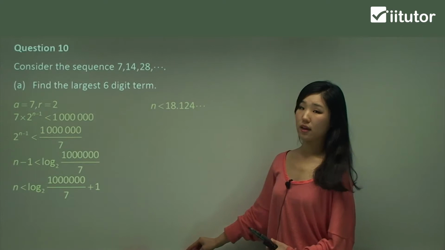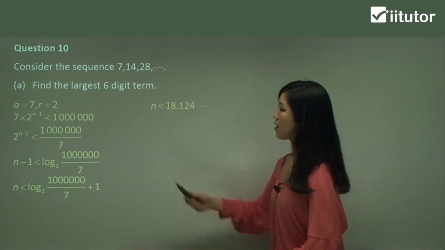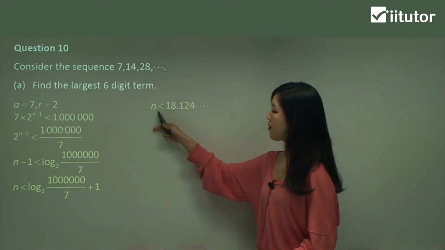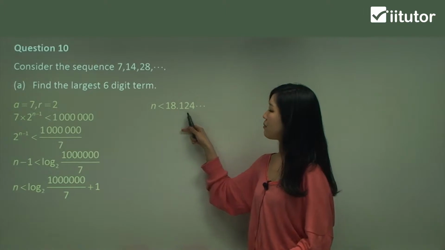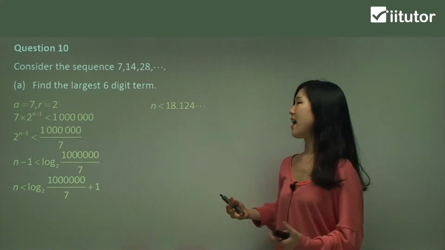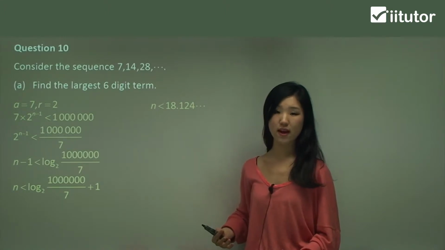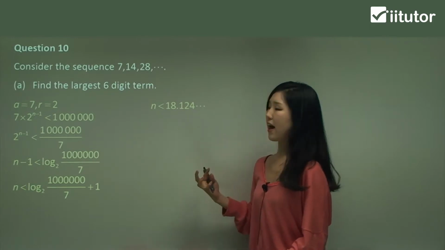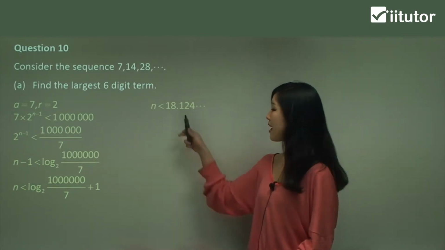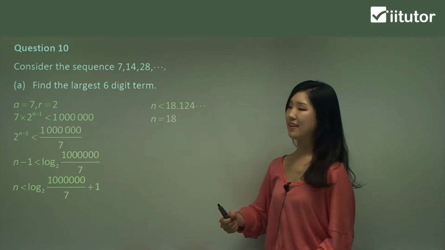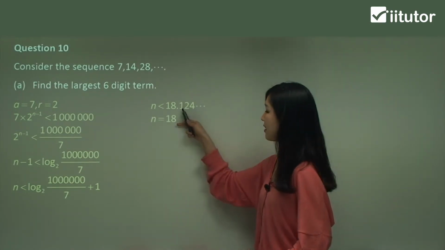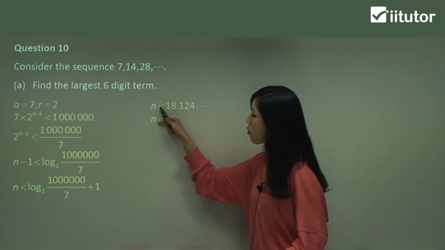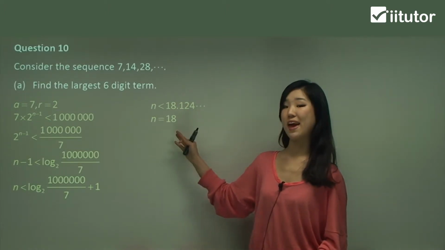So what's n going to be? Which term is going to indicate the largest 6-digit number? The n must be less than 18.124, but we can't have term 18.124. That does not make sense. It's like having 18.124 people. So we must find the closest integer that's less than this number, so n is going to be 18. We can't have 19 because 19 is greater than 18.124. The integer smaller than 18.124 is going to be 18.